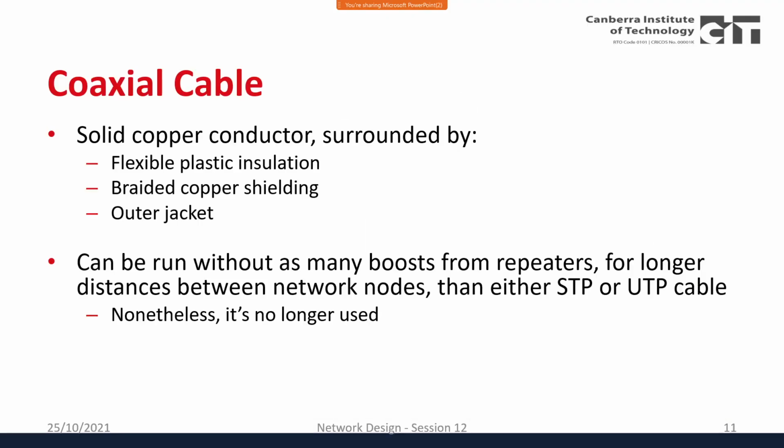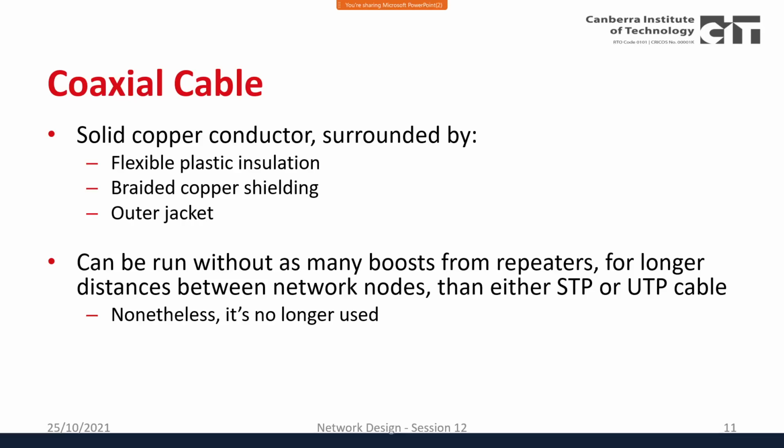Now, in terms of coaxial cable, what do we have? We have a solid copper conductor. It's surrounded by flexible plastic insulation, braided copper shielding, and an outer jacket. So these are the components of a coaxial cable. They all have pretty much the same building blocks. They will have a flexible insulation. They will have a copper shielding. They will have an outer jacket to protect the cable itself, and so on.